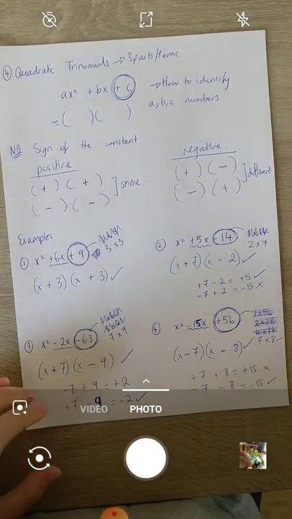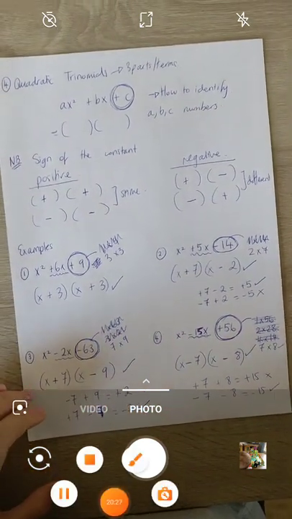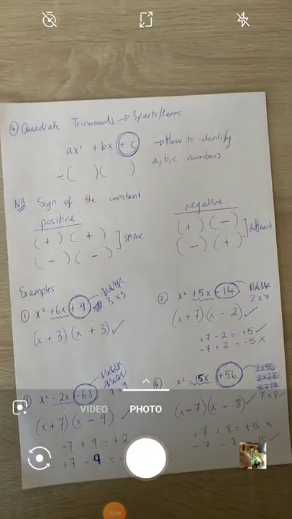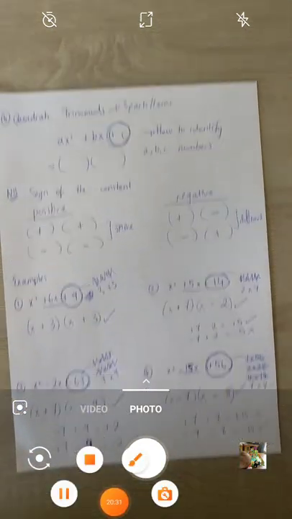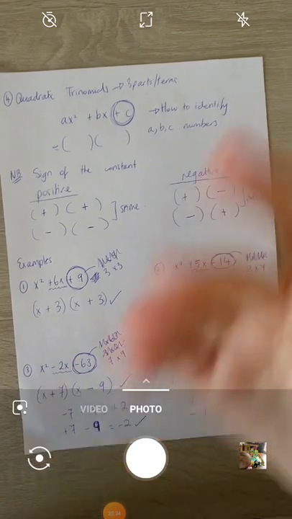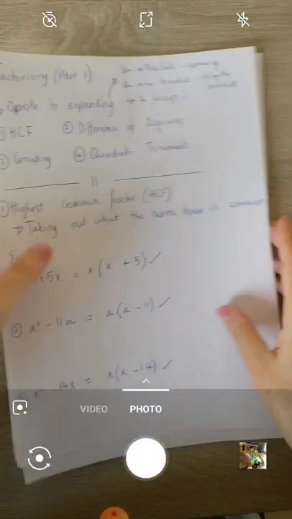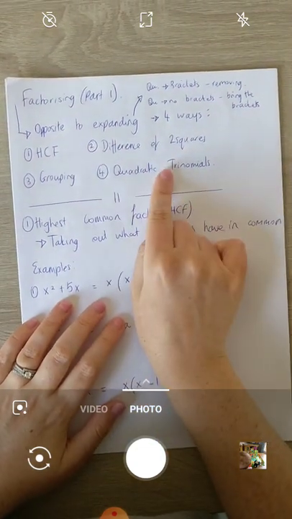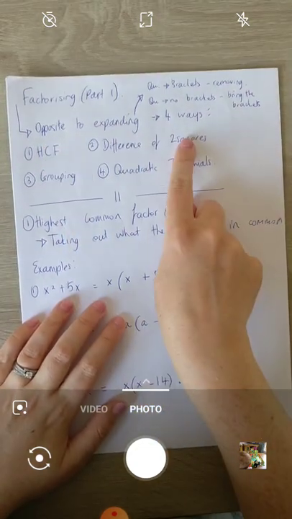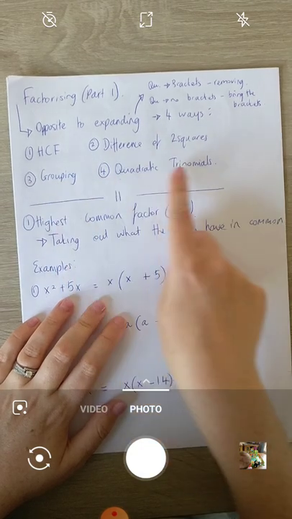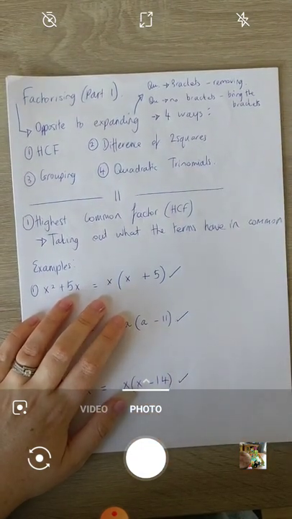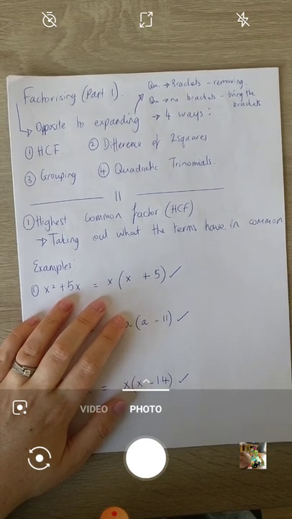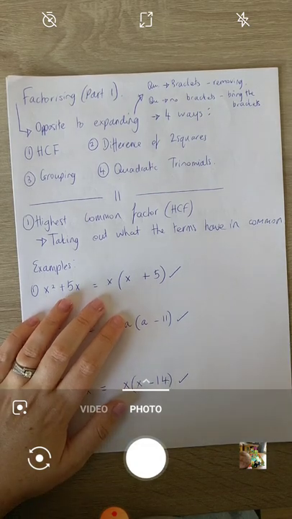Okay, so if we look at those questions there, you'll notice that they're actually very straightforward in terms of what we're going to look at. But just to be clear, the 4 different methods that we looked at there: highest common factor, difference of 2 squares, factorise by grouping, and quadratic trinomials. They're the same 4 methods we look at in the next video, but just the level of questioning will get a little bit more challenging. Okay.